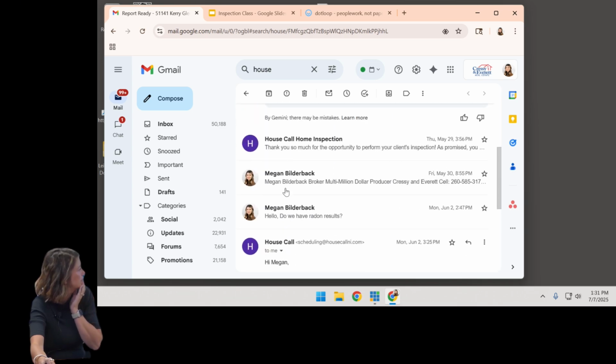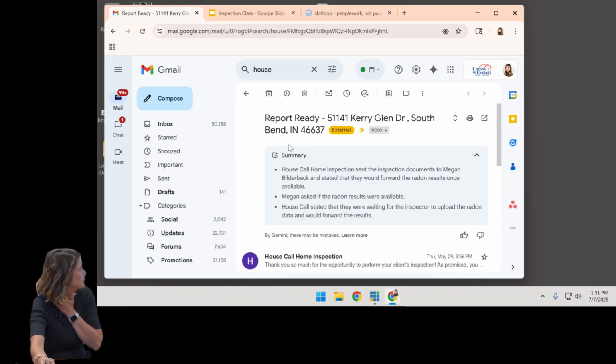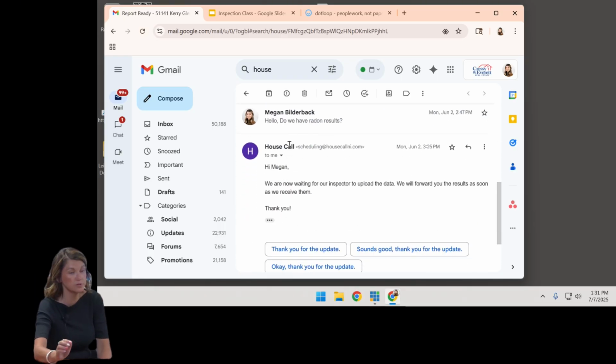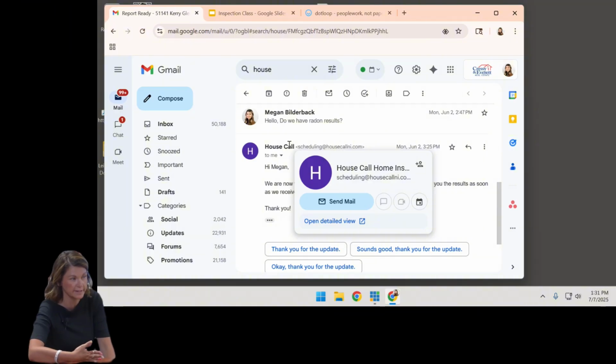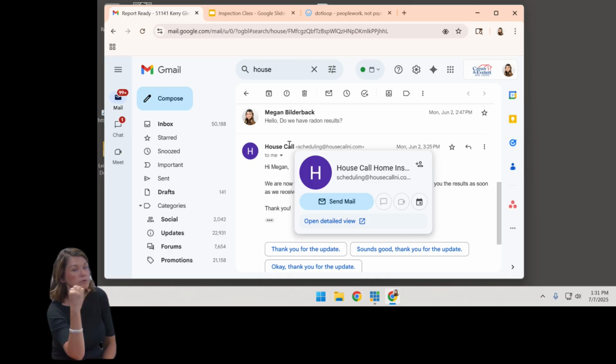You are all going to find your own inspector that you like to use and recommend. We do not pick the inspector for your clients. Don't even call out a roofer without talking to your buyer, okay?